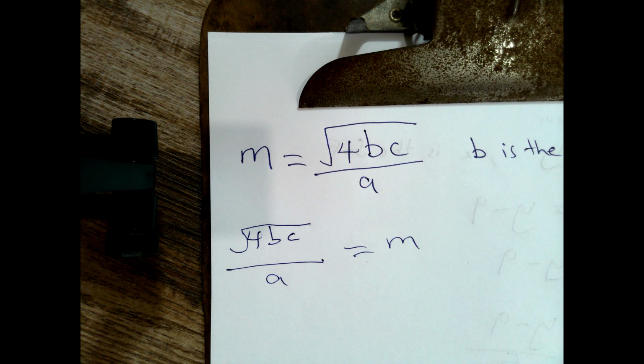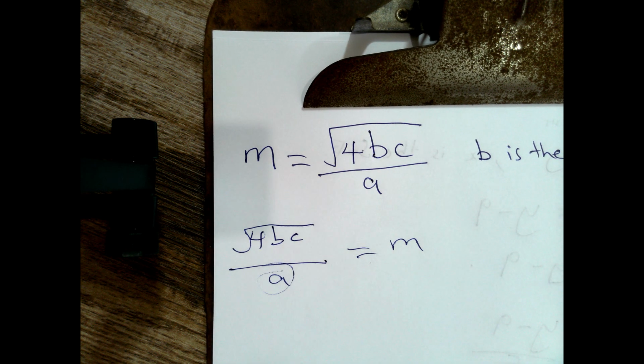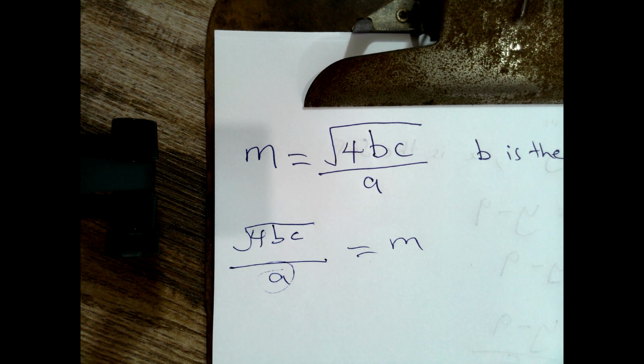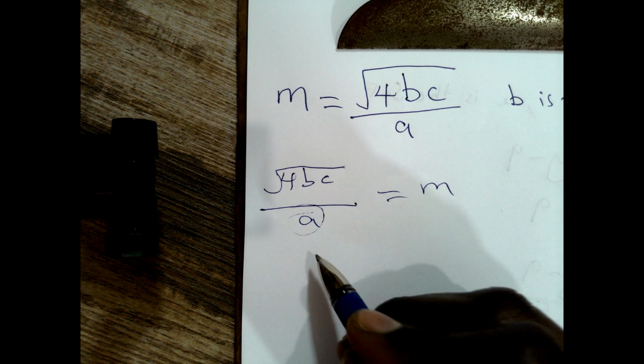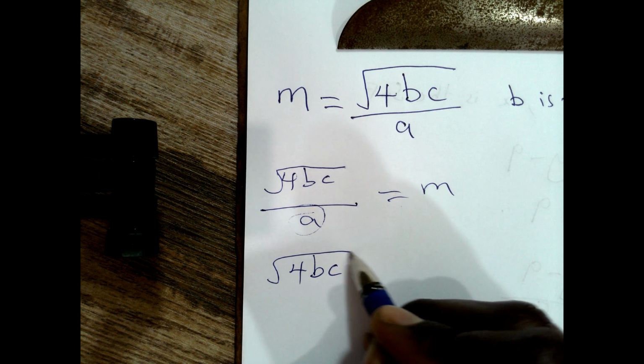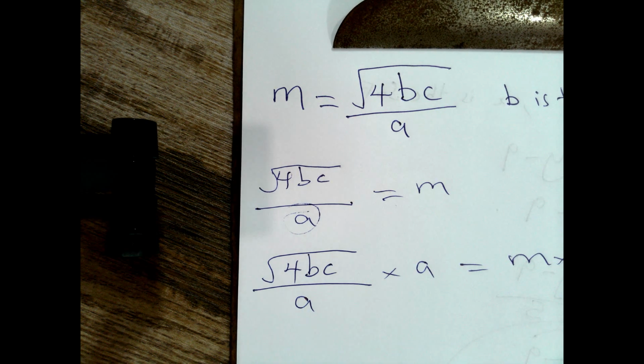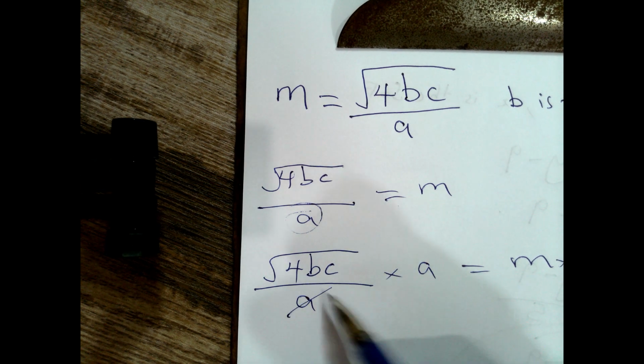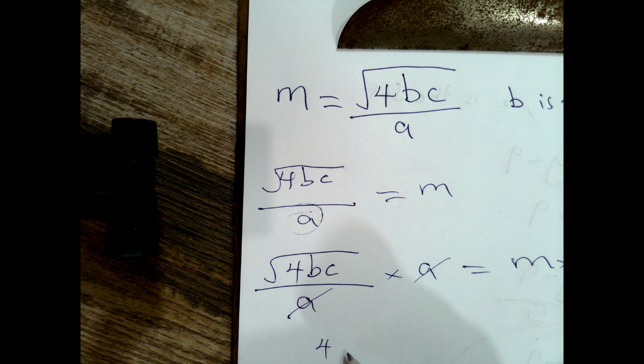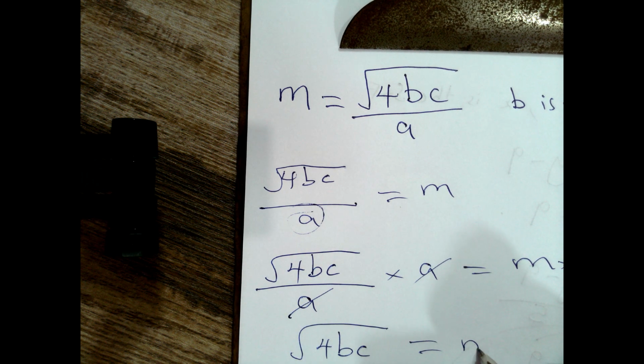Second thing now, we have b on the left hand side. What do we do next? Well, the first thing we could do now is to get rid of this a. The only way to get rid of this a is to multiply the left hand side by a. A is in the denominator of that left hand side, and if we place a on the numerator, then we could cancel them out. But remember, whatever we do on the left hand side, we have to do on the right hand side also. So square root of 4bc over a multiplied by a equals m times a. That allows us to cancel out the a's and we end up with square root of 4bc equals ma.